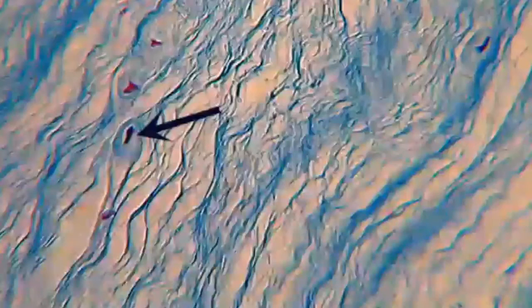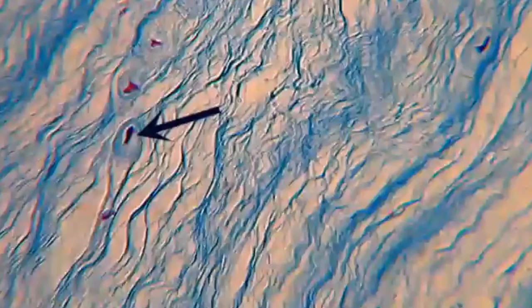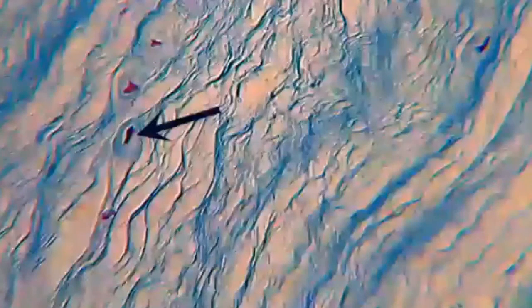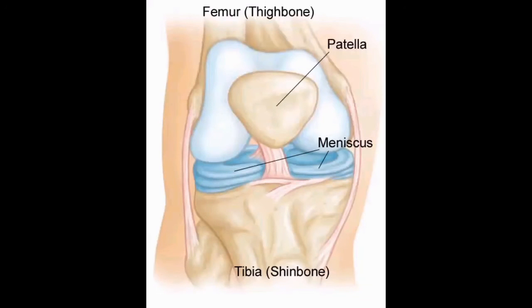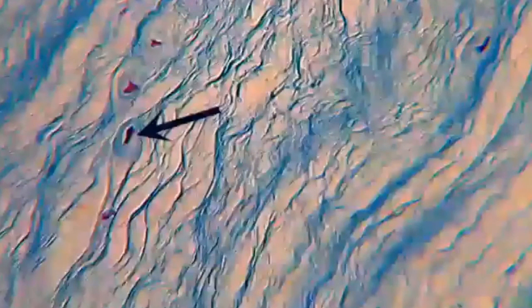Finally, the last type of cartilage is called fibrocartilage, and its extracellular matrix is full of collagen fibers, and this gives it the ability to absorb compressive shock. It is found in the intervertebral discs and the meniscus of the knee. It also has chondrocytes as the cells found here, which are also enclosed within the protective lacuna.